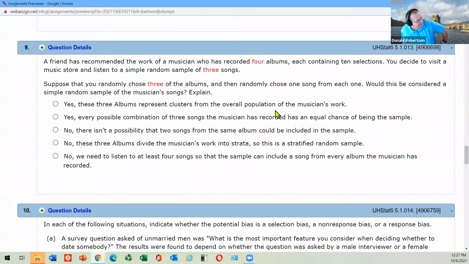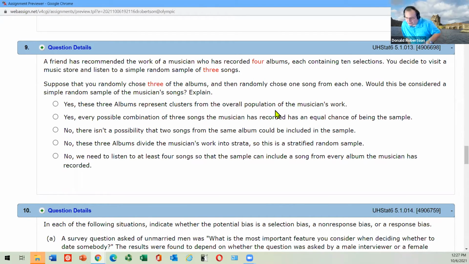Question 9. A friend has recommended the work of a musician who has recorded 4 albums, and each contains 10 songs. You decide to visit a music store and listen to a simple random sample of 3 of his songs. Suppose that you randomly chose 3 of the albums and then randomly chose 1 song from each. Would this be considered a simple random sample or not?